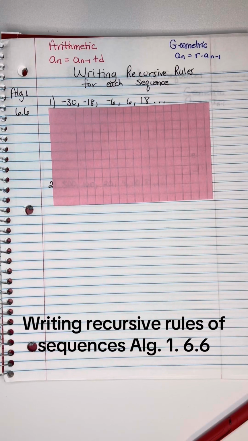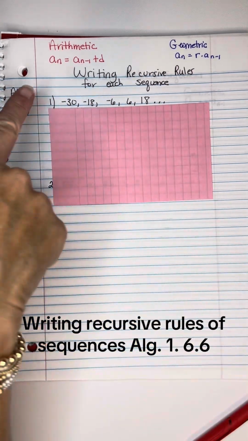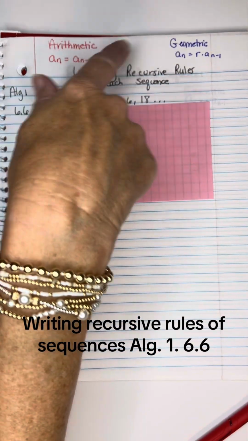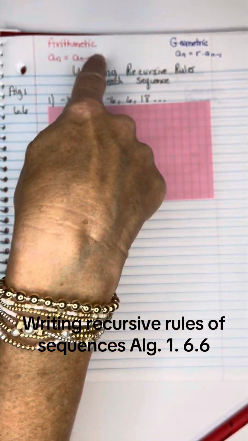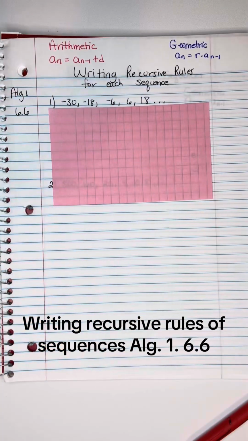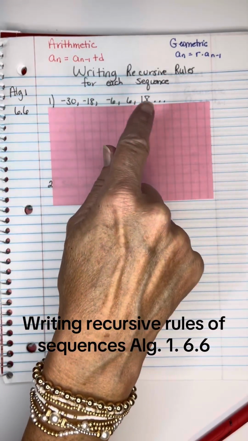Now we're going to write the recursive rules for two of the different sequences that we have. And we're going to have to decide by looking at the numbers if it has a common difference or common ratio. And then we'll know which one to use. So my first numbers are -30, -18, -6, and 18.